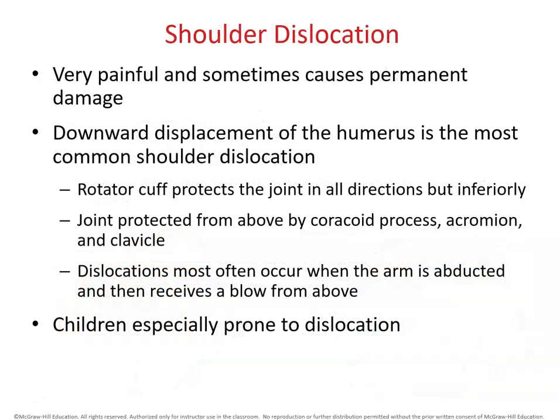Shoulder dislocation is a fairly serious injury, can be very painful, and can cause reversible or permanent damage. A lot of times, dislocation happens in the downward direction, that's the most common way for this to happen. Children have it happen more often than adults.